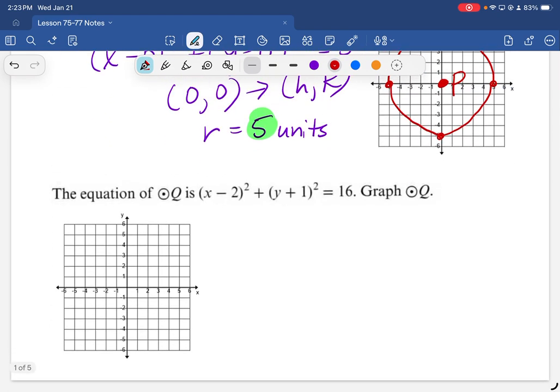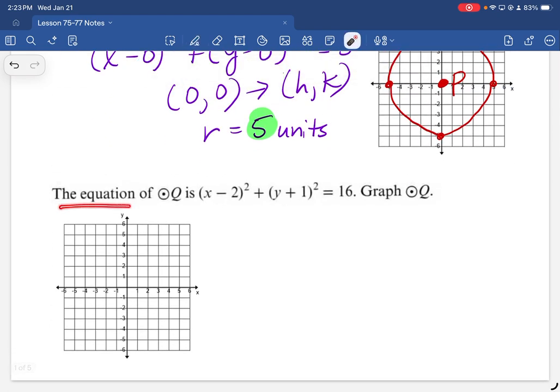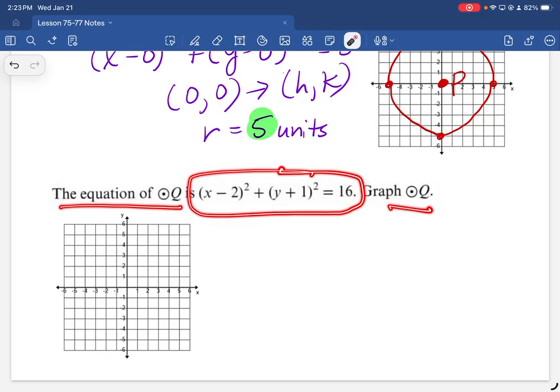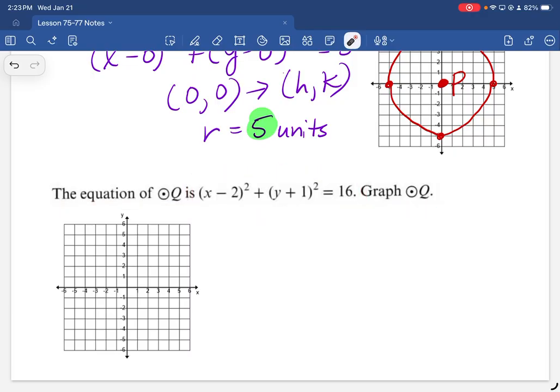All right, last one. It says the equation of circle Q is right here: (x - 2)² + (y + 1)² = 16. They want us to graph circle Q. Now, I want you to pay close attention. We know the x-coordinate is going to be 2. But watch this. The y-coordinate is going to be a negative 1.